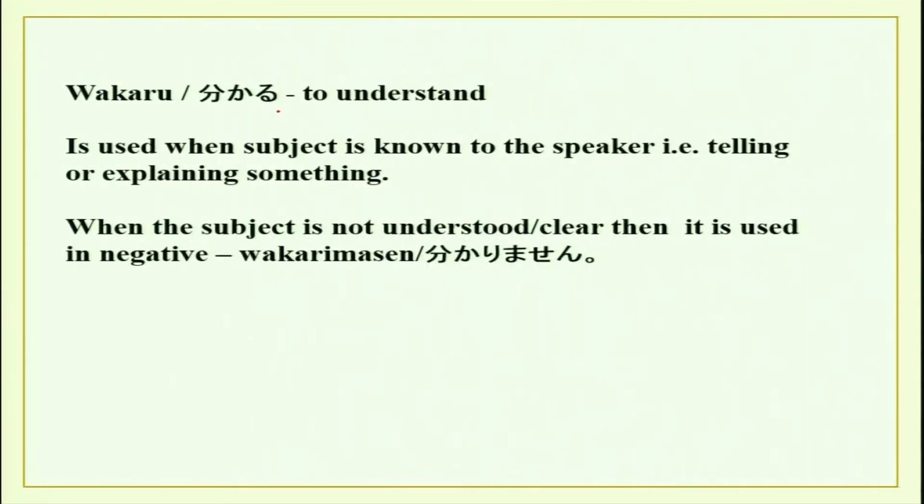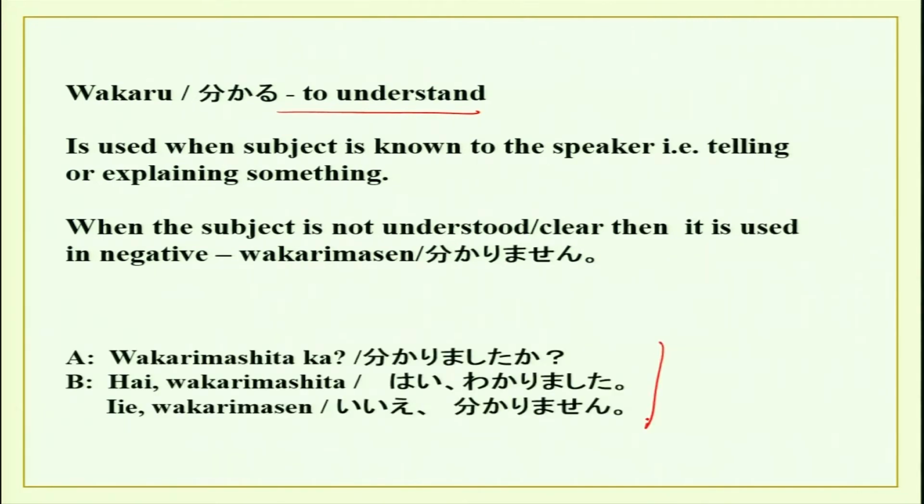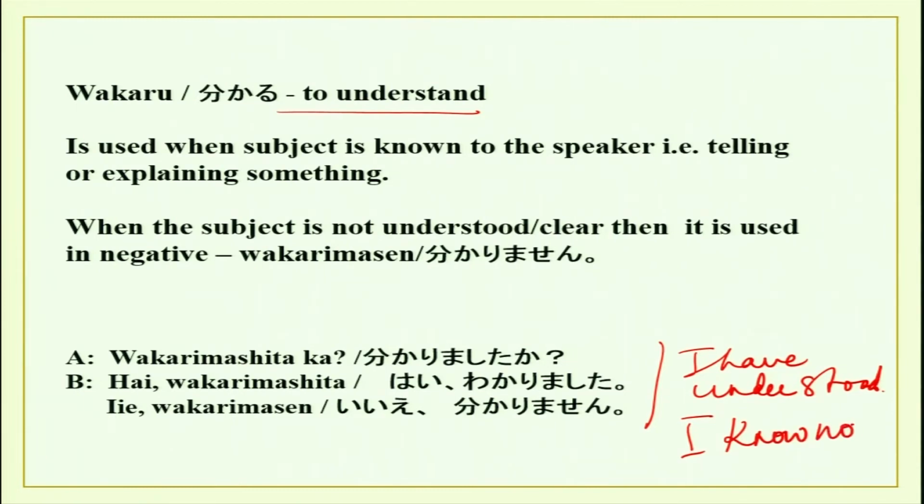So, now you can see over here, wakaru means to understand, and as I said is used when the subject is known to the speaker or he is explaining something, he knows what he is explaining about. When the subject is not understood by the listener, then the answer could be in negative, wakarimasen. Right over here, wakarimashita ka? Hai, wakarimashita. Iie, wakarimasen deshita. I have understood. I know now. We can say both these things.